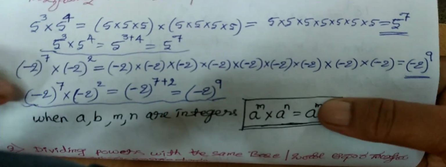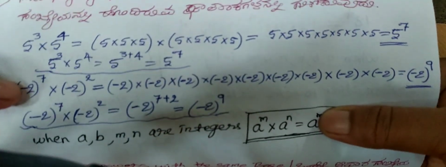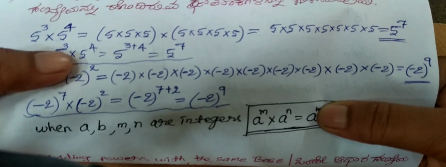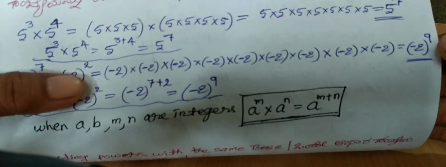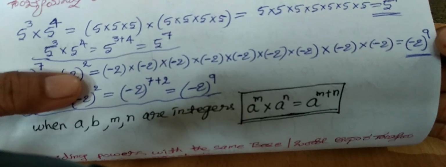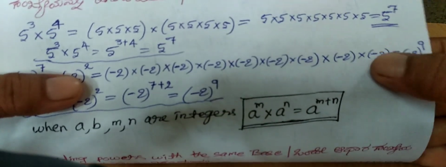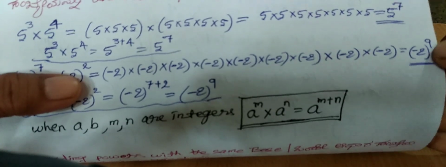-2 to the power 7 into -2 to the power 2. -2 is multiplied here 9 times.